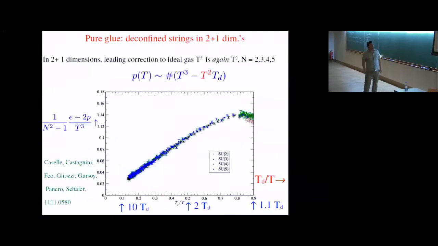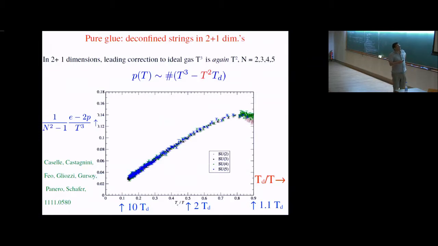But if you go to 2 + 1 dimensions, you would then conclude that this should be t cubed and then a term linear in t, again, if it was mass squared. Instead, again, you see a term that is proportional to t squared, and the easiest way is to say, well, the pressure has to vanish at the deconfining temperature, so it has to be t cubed minus t squared times the transition temperature. This is work done by Caselli et al.